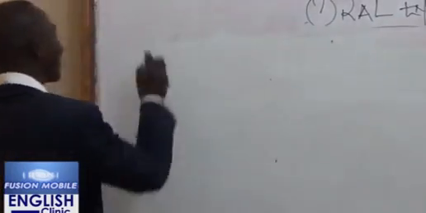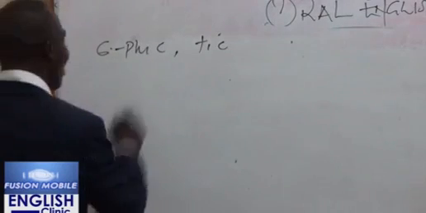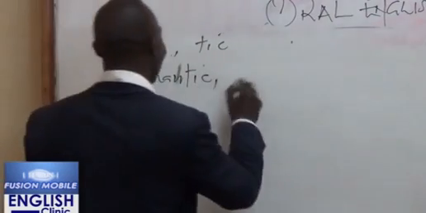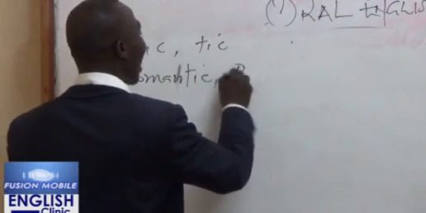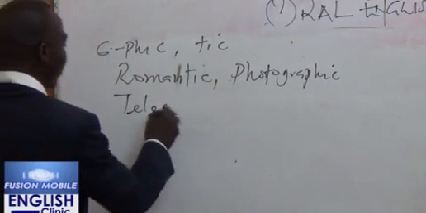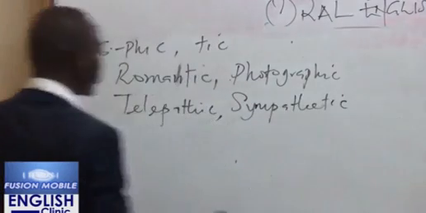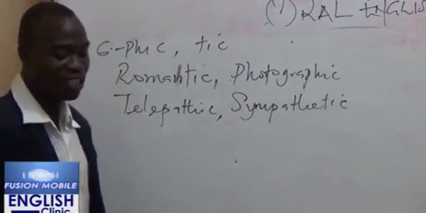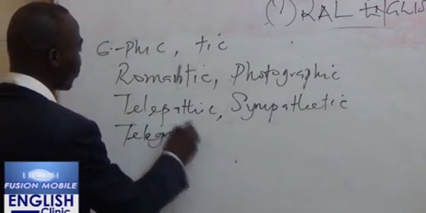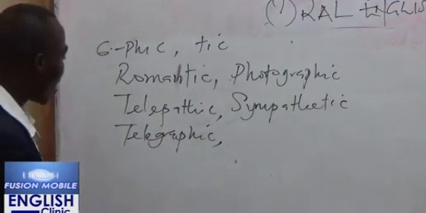Then let's consider some other examples. In words ending with the suffix phic or tic, that's number 6, such as romantic, photographic, telepathic, sympathetic, telegraphic, and so on and so forth, in such words we will stress the second from the last syllable.